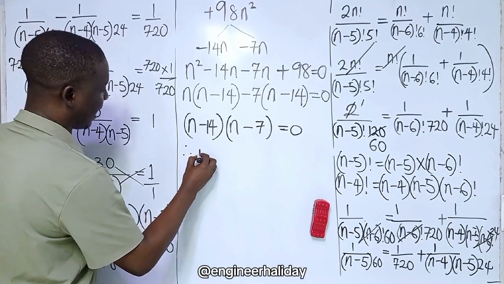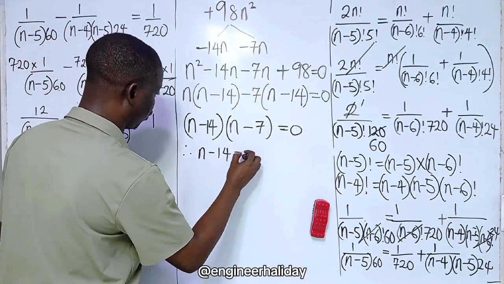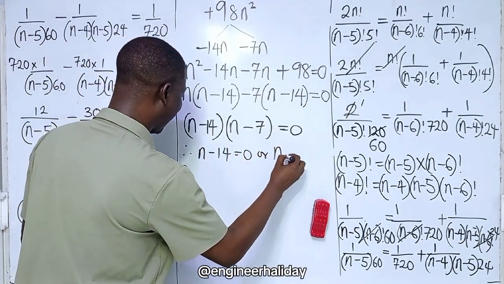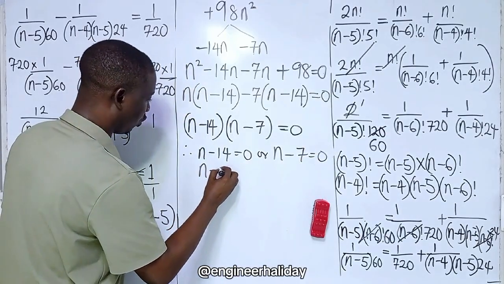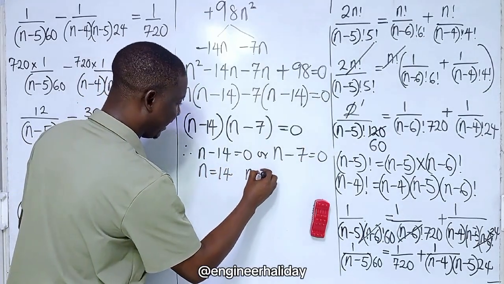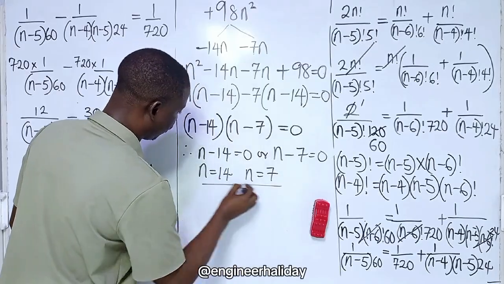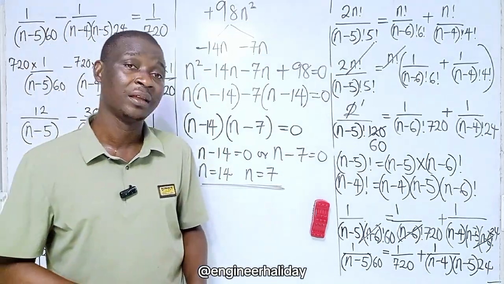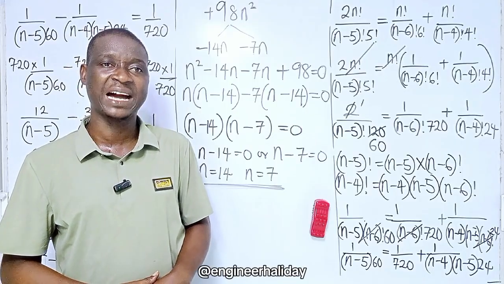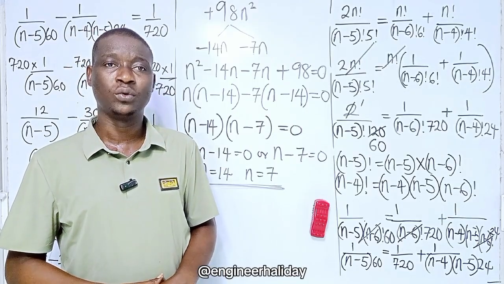So therefore, n minus 14 equal to 0 or n minus 7 equal to 0. So n equal to 14 or n equal to 7. So these are the two values of n that we have gotten, and that will be the result and answer to this question.